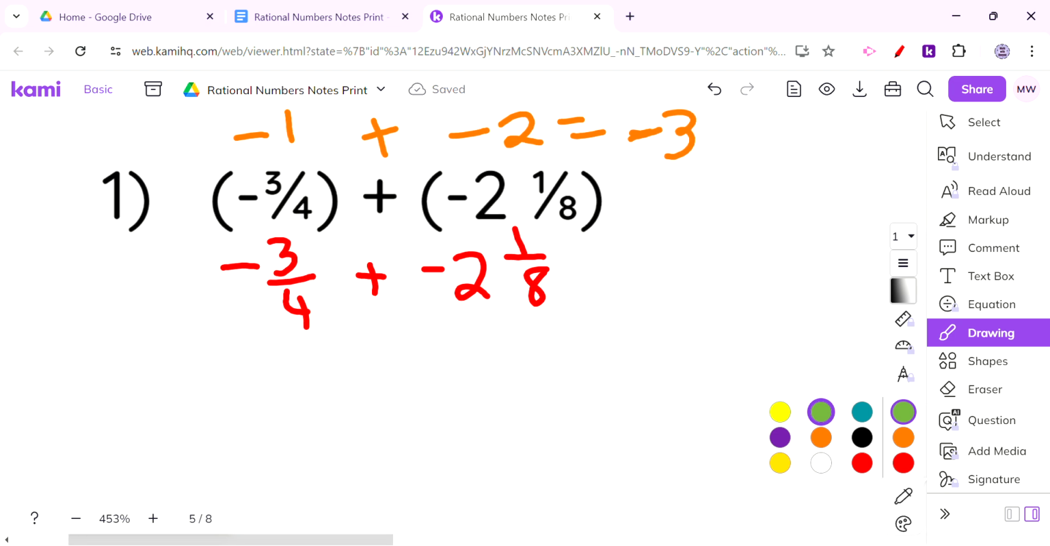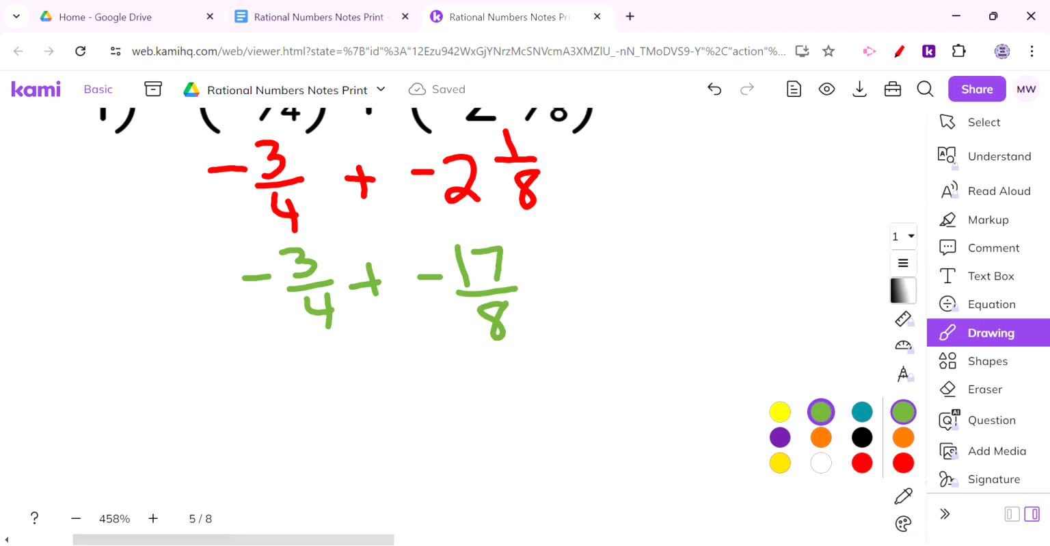So let's do improper fractions first. The first one's already a fraction, so I don't need to worry about that. But the second one, I'm going to turn improper. So 8 times 2 is 16 plus 1 gets you 17. All right, and now I'm going to make them have common denominators. The common denominator between 4 and 8 is 8. The second fraction already has a denominator of 8, but the first fraction does not. So we're going to multiply each of these in the first fraction by 2.